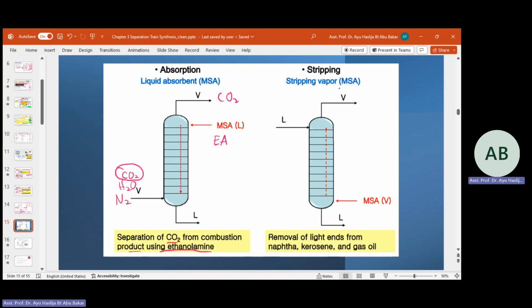Okay. Now next one is stripping. Stripping the vapor. Here, a removal of light ends from naphtha, kerosene, and gas oil. So it uses MSA in vapor form. It will absorb the required component and release it in the vapor stream over here. So here, MSA plus the products.